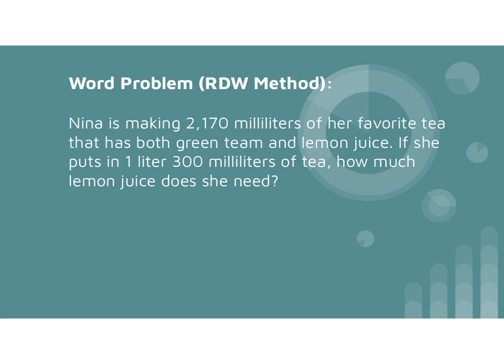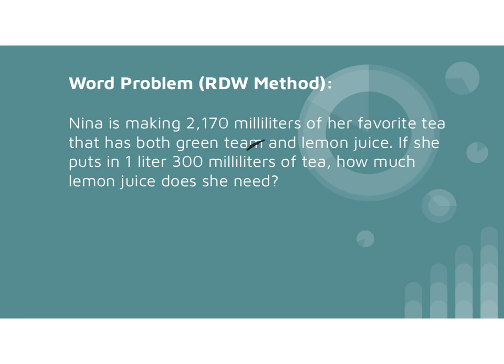Okay, and lastly, we are going to do a word problem. Remember, we have the read, draw, write method. So in this problem, Nina is making 2,170 milliliters of her favorite tea that has both green tea, whoa, made a typo here, and lemon juice. If she puts in 1 liter, 300 milliliters of tea, how much lemon juice does she need?